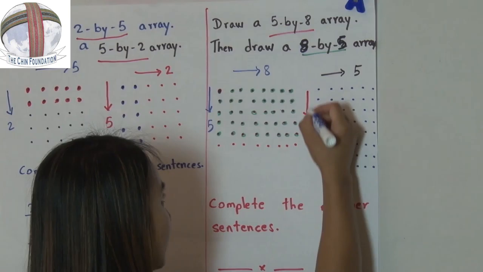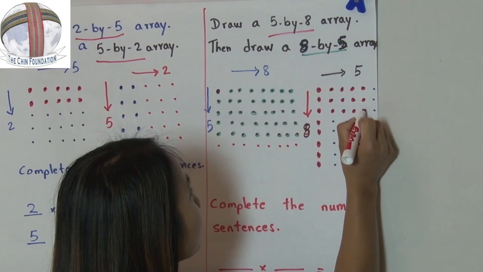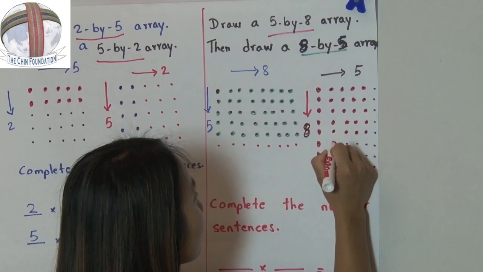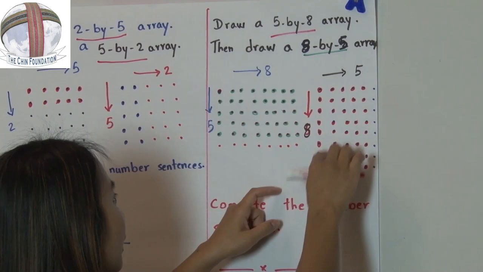Okay, so 8. 1, 2, 3, 4, 5, 6, 7, 8. 5. 1, 2, 3, 4, 5. Okay, I got it right.